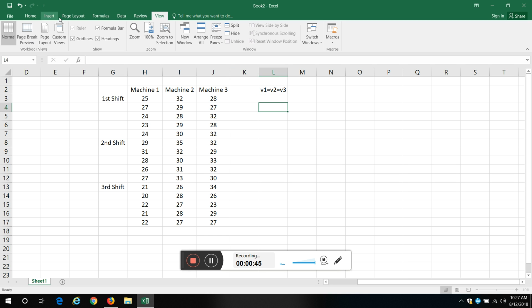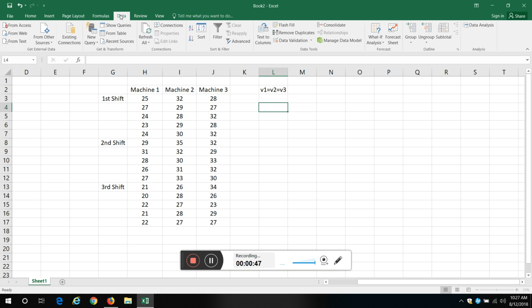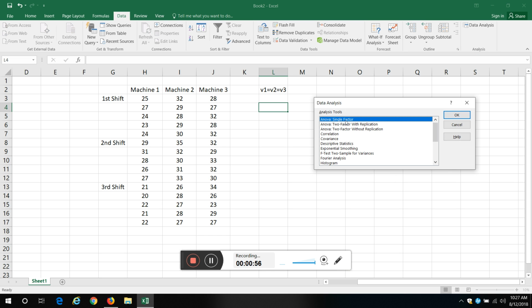Well, I come in here and I'm going to come into data. Come over to data analysis. And again, I showed you how to download this on the tool pack. If you have questions, ask. I'm going to click on that. And then right up here is ANOVA single factor. I'm going to click on that.